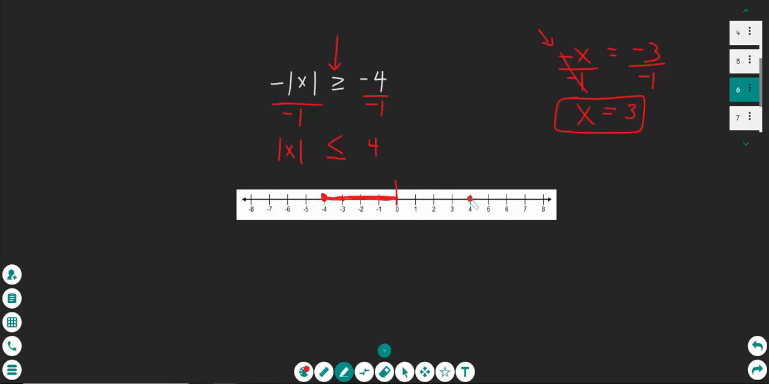On the positive side, again, we're looking for things that are less than 4 units away from 0. So this 3 would be 3 units away from 0, and 2 units away, and 1 unit away. Those are all less than 4. So we can use all of these numbers in here as well. And so we end up with this number line, which expresses all the solutions for this inequality.